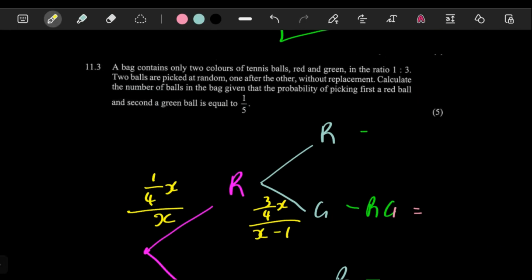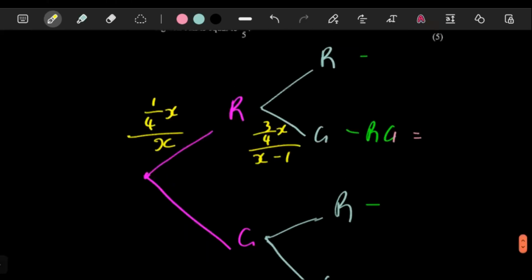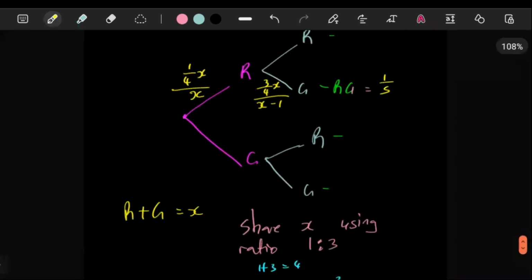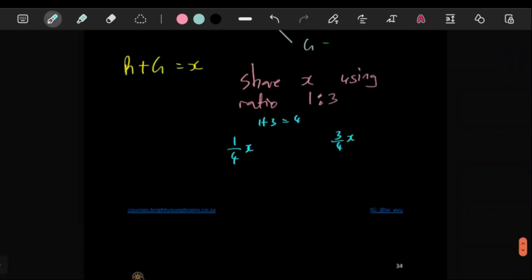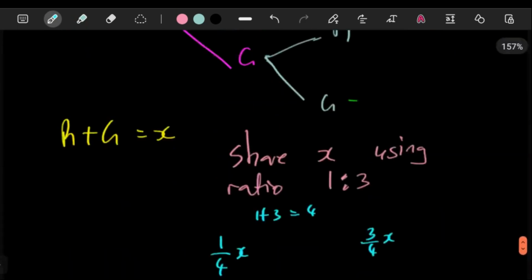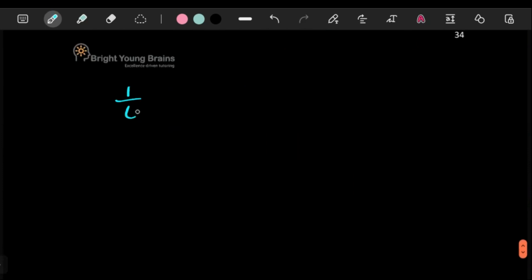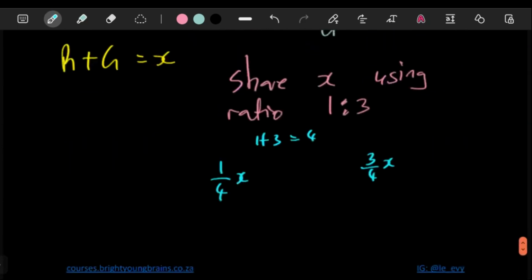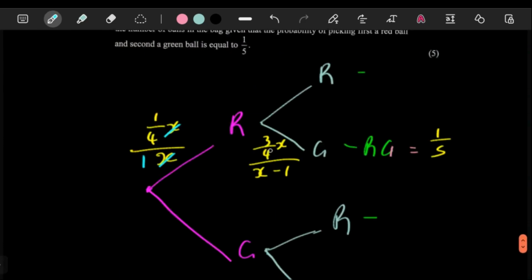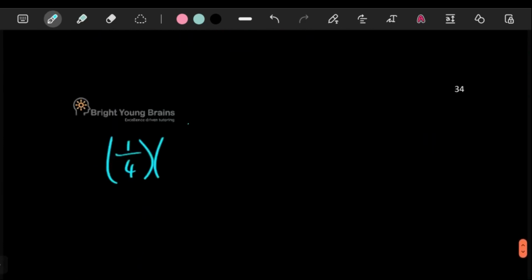So now that we know these are our two values, this number times this number is what gave us 1 over 5. So we can use that for our calculations. This is like a quarter X divided by X, that's just a quarter, so the X's cancel out. So here we have a quarter multiplied by, remember you multiply the probability, this probability times this probability. So we're going to have here 3 over 4X over X minus 1. This is 1 over 5.